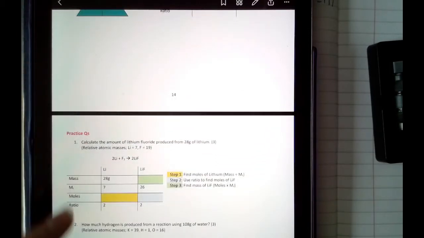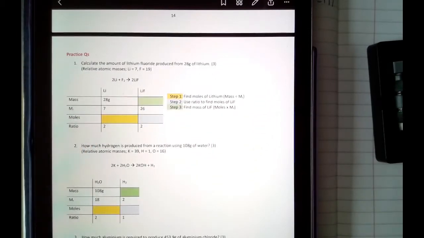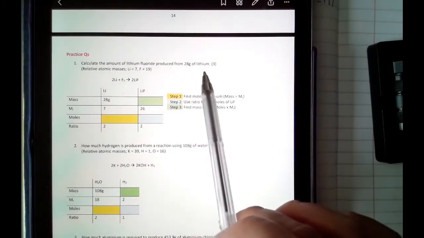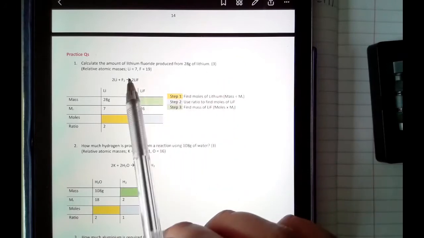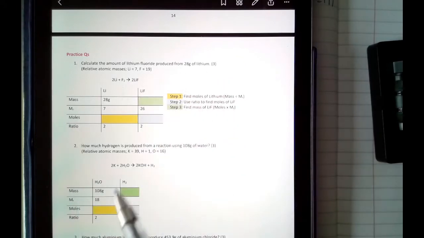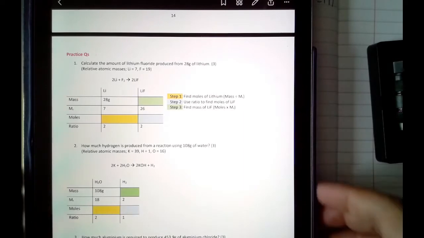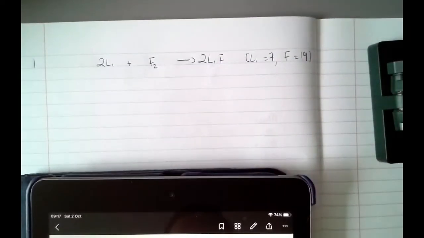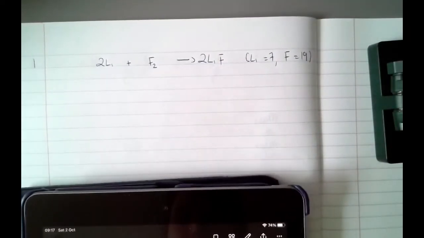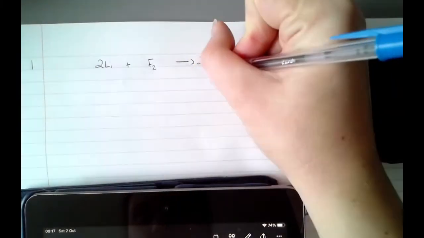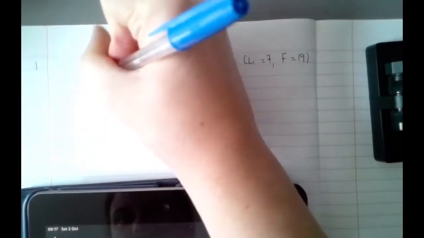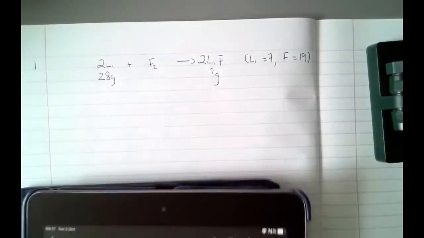If we look at the questions, these are typical types of questions that you might get asked. So here I've got: calculate the amount of lithium fluoride produced from 28 grams of lithium, and I'm given a balanced chemical equation. So you'll always be given a balanced chemical equation in these types of questions. So I've written this out for myself in my exercise book. There's my equation, and as I said, the question asks how much lithium fluoride, so that's what I'm trying to find, and I'm told I'm starting with 28 grams of lithium.